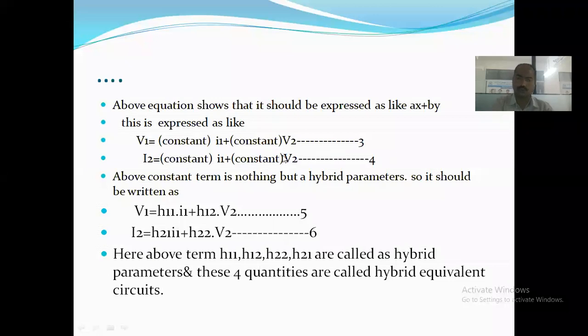So H22 indicates the first 2 is for the purpose of the output term, and the other 2 is for the purpose of V2. So your equation is I2 equals H21 I1 plus H22 V2. Why is it 2 for V2? Because this is the term for the secondary and the voltage is also the second. That's why H22 V2.